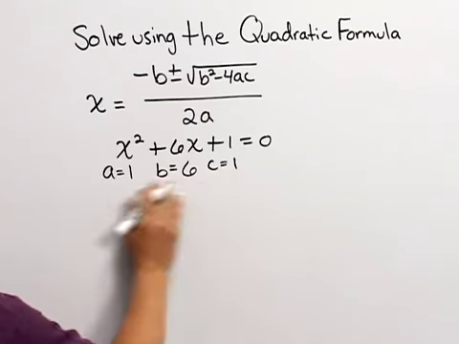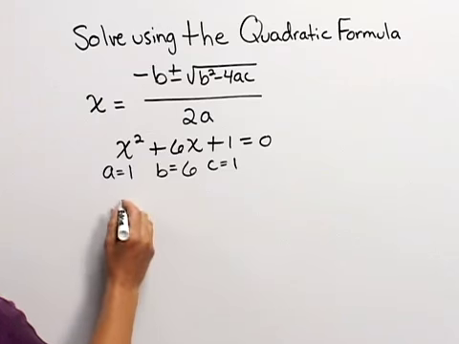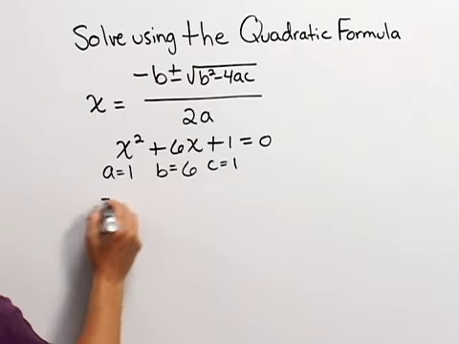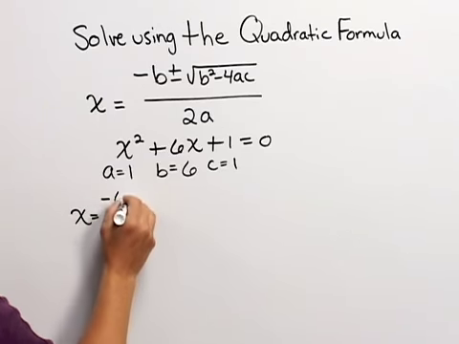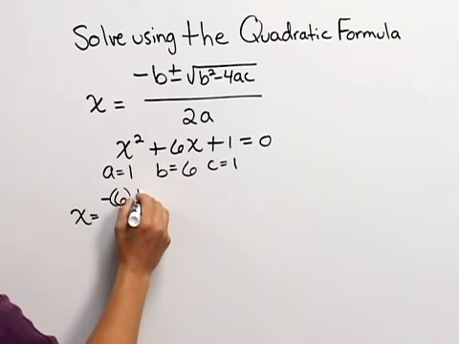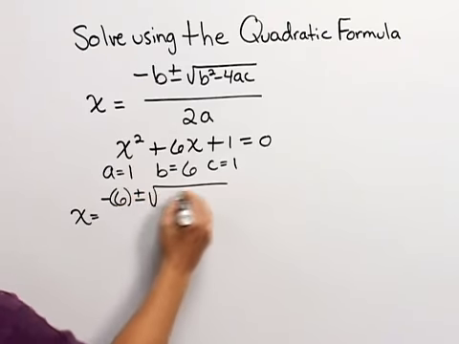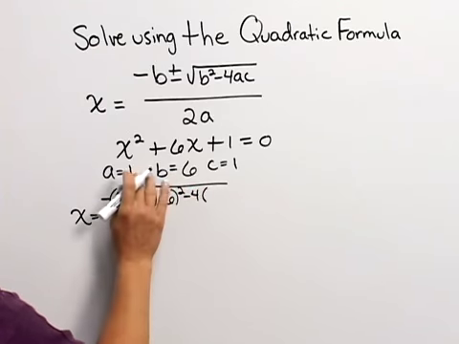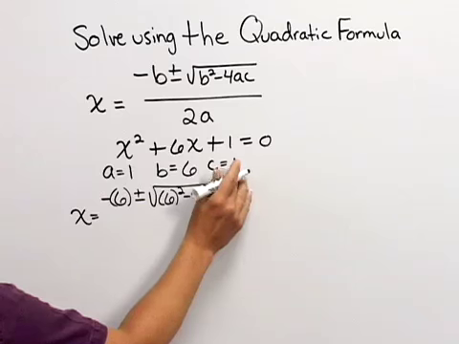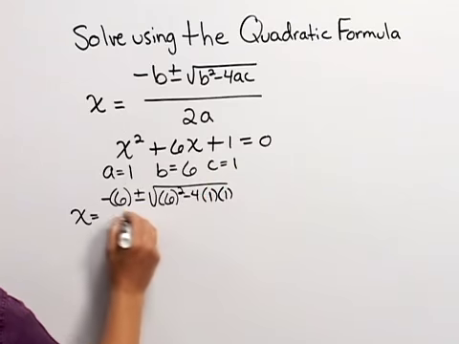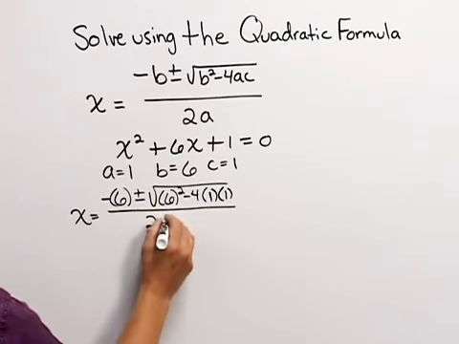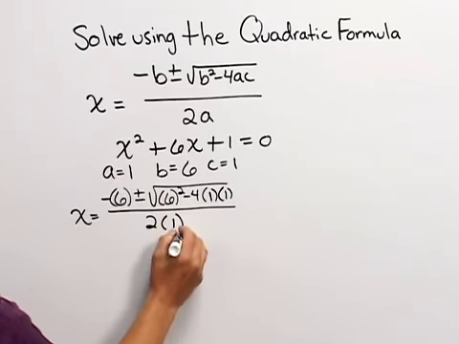Let's replace these values in this equation. So we have x equals the opposite of 6 plus or minus the square root of 6 squared minus 4 times a, which was 1, times c, which was 1, all over 2 times a, which is 1.